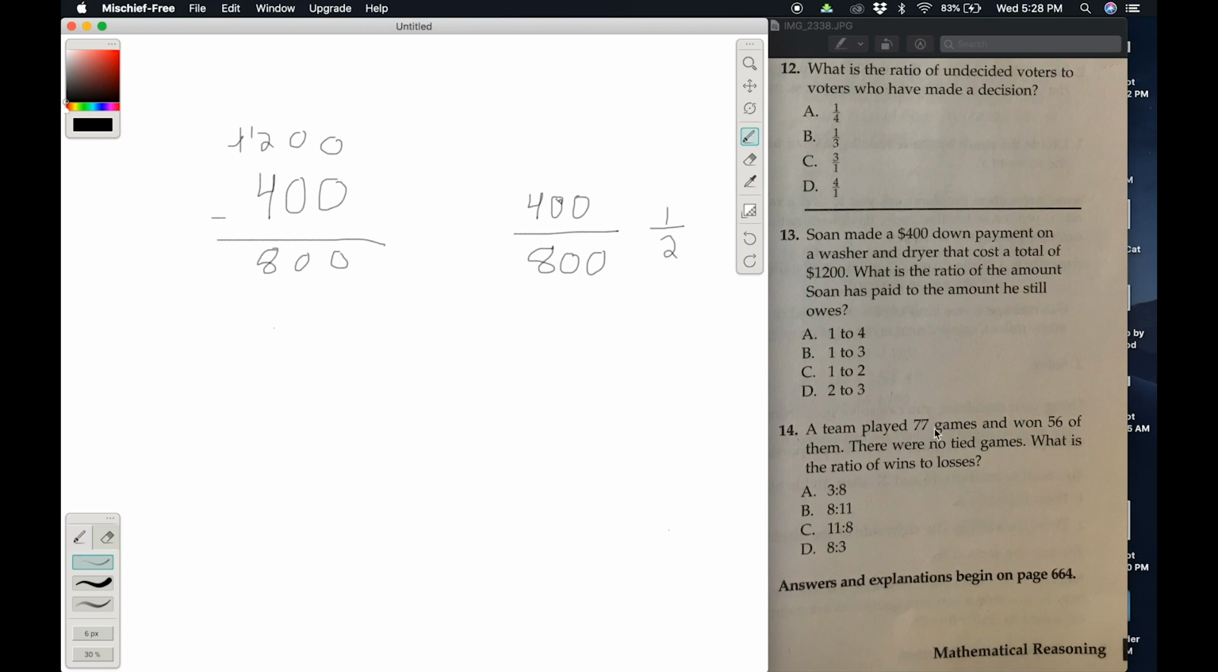is number 14. A team played 77 games and won 56 of them. There were no tied games. What is the ratio of wins to losses? So if they won 56, we know that we have to put 56 first. Okay. 77.